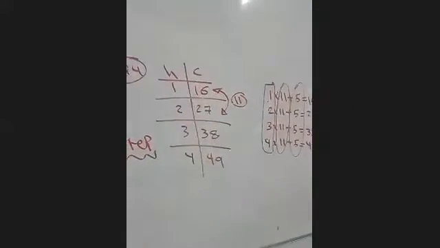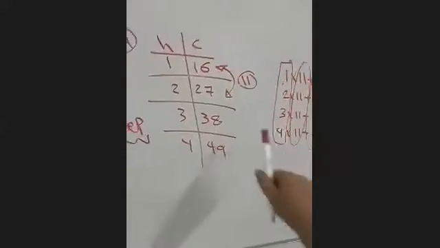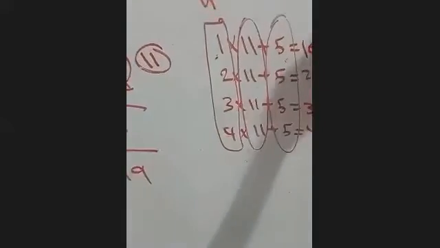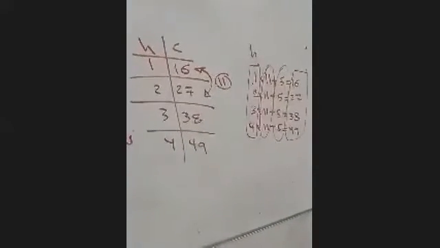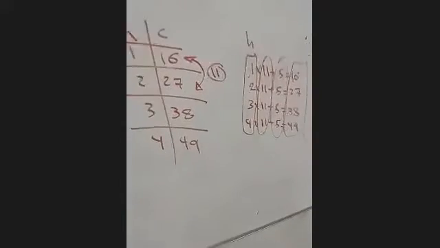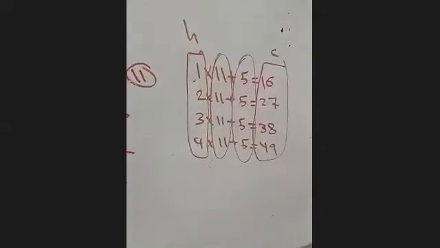Now these values are for what, Hussein? For H or C? For H. For H, here, these values. And these answers here, for which? H or C? C. C. Look here, my son. Stay with me.